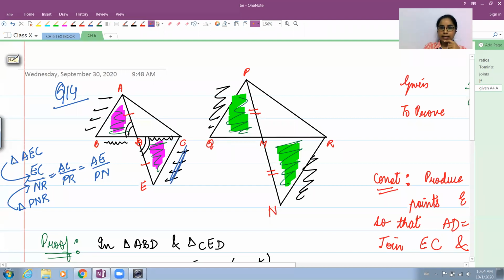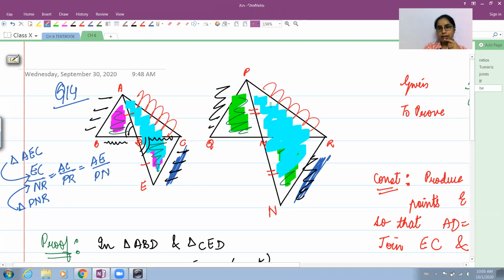EC is this side. इसकी रेशो लिखी है हमने NR के साथ. And then second pair is of the sides AC. Its ratio has been written with PR. And the third one is this extended part, the medians that were extended. Third ratio उनकी है. So if you have the ratio for these equal, can we say that the triangle AEC is similar to triangle PNR? This triangle is now similar to this triangle. Can you say this?